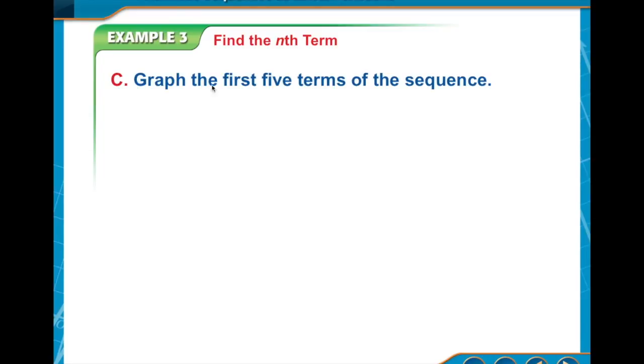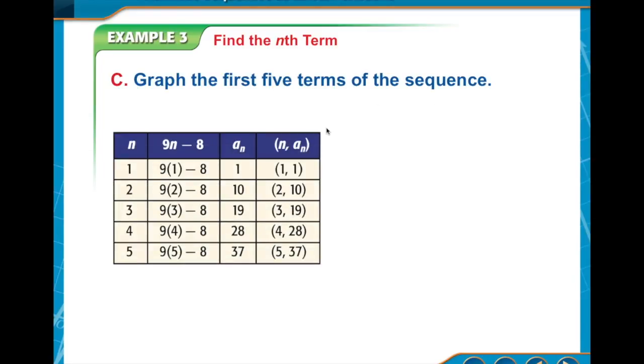So 3C asks us to graph the first 5 terms of the sequence. So you're going to get some values. N is the number of the term. So you have the first 5. A sub n is the value of that term. So the first terms are 1, 10, 19, 28, 37, like we already said. And then you graph it using n as your x values. So just make sure you need the graph. Don't worry about this table.